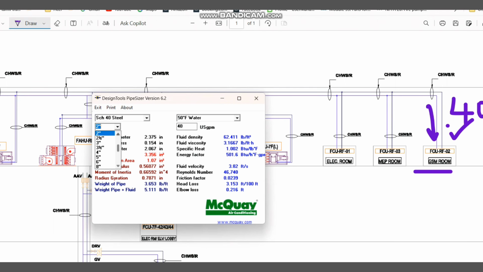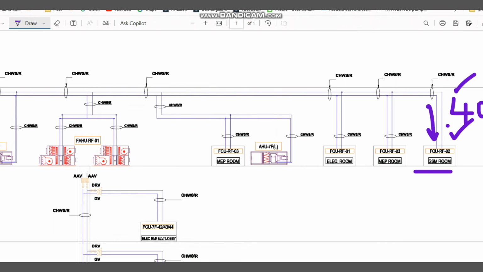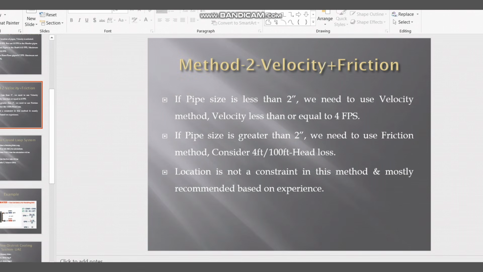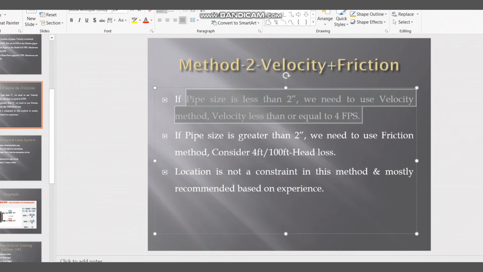So here the pipe sizing they have given is like trial and error. For example, I will put any size. I put 1 inch, and here the required flow is 40 GPM. As I mentioned here, I need 40 GPM. So if you put 40 GPM, the first thing they are telling, till the pipe size 2 inch, if the pipe size is less than 2 inch, the velocity should be lower than 4 feet per second.